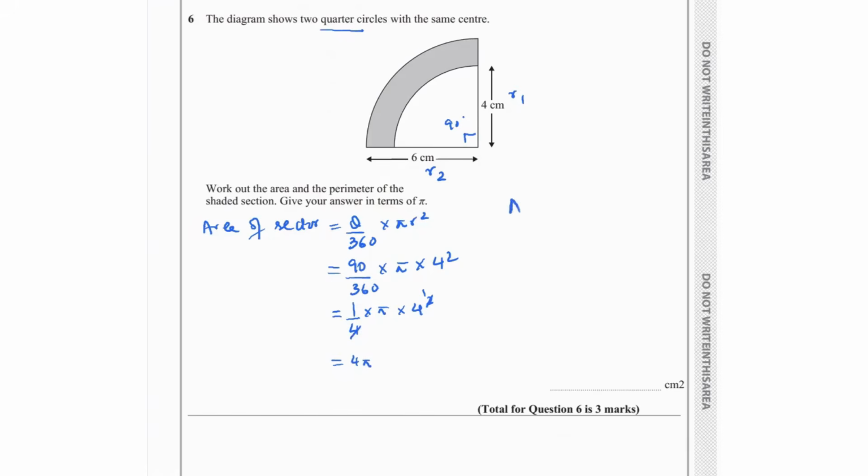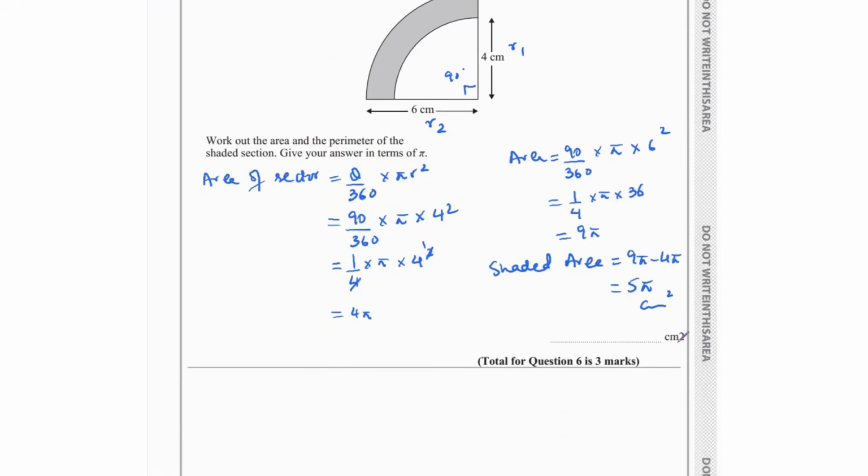Now area of the other sector, that's again 90 over 360 times pi times 6 square. That's 1/4 times pi times 36. 36 divided by 4 is 9. So 9 pi. So shaded area is going to be 9 pi minus 4 pi. That's 5 pi centimeter square.